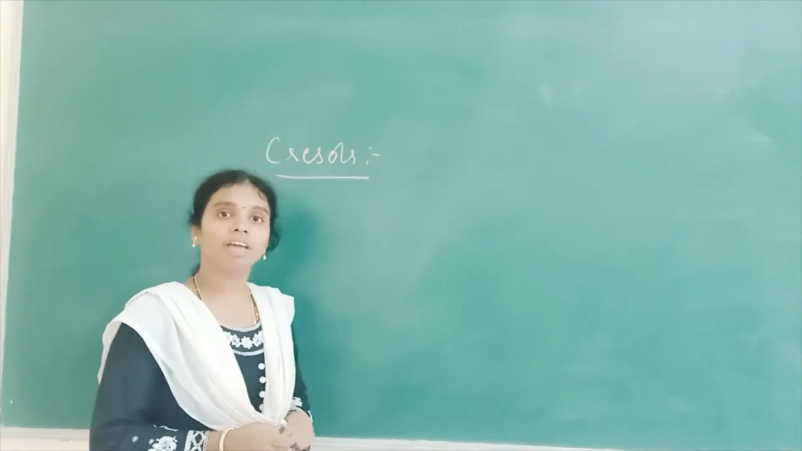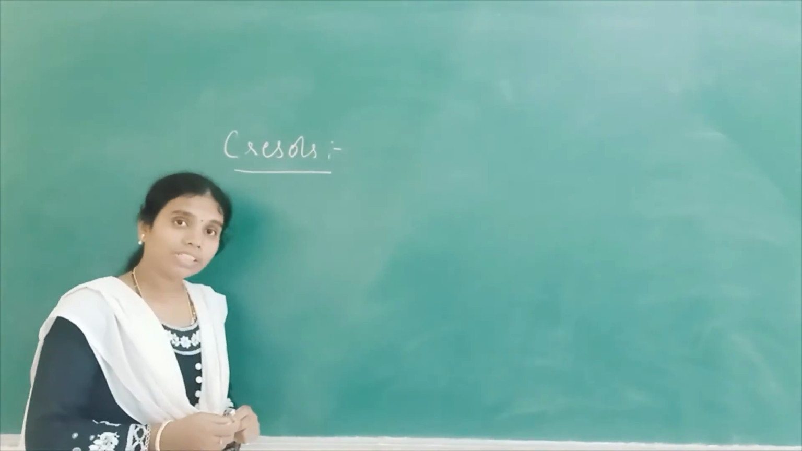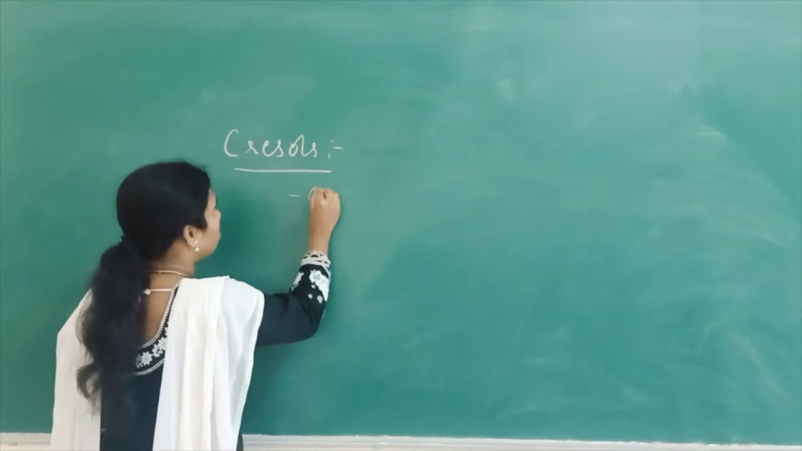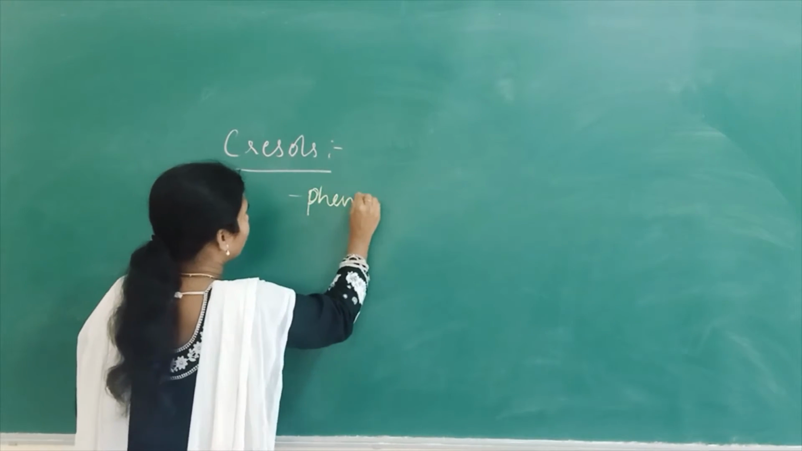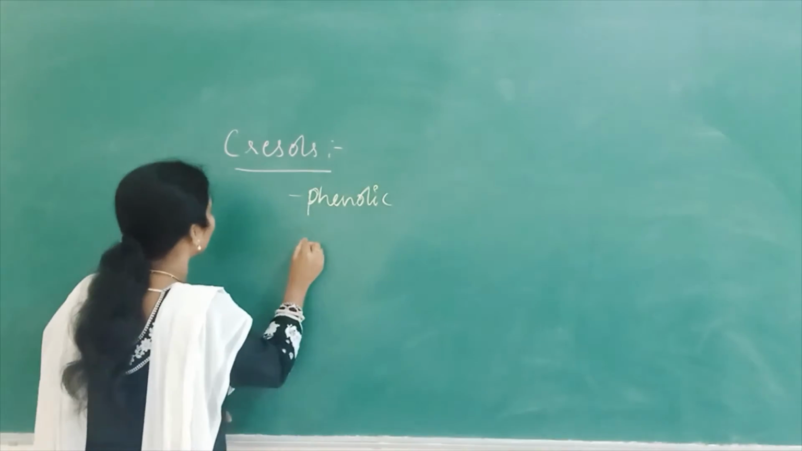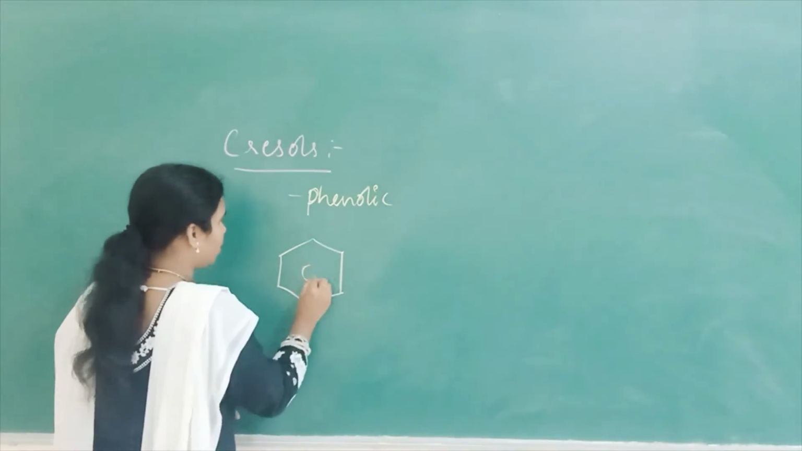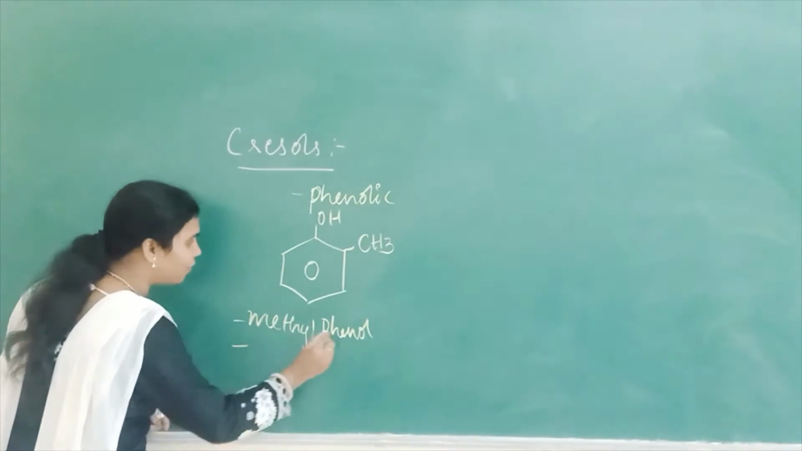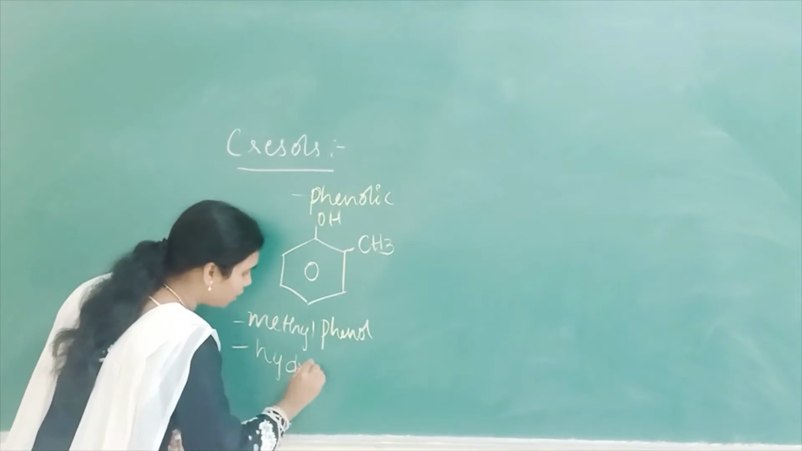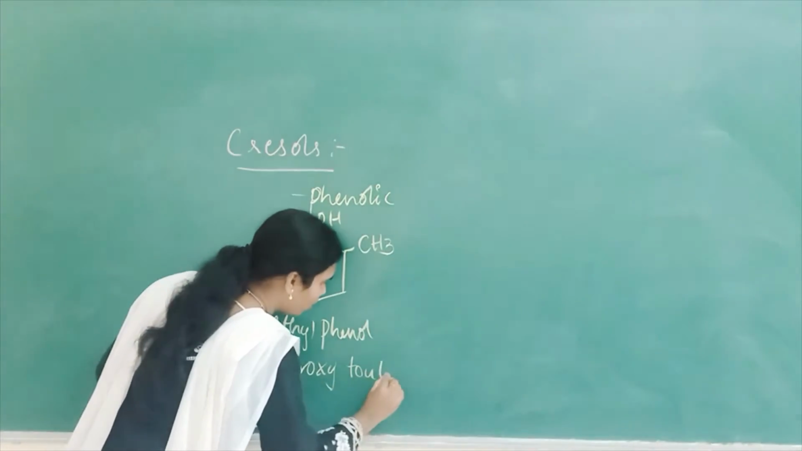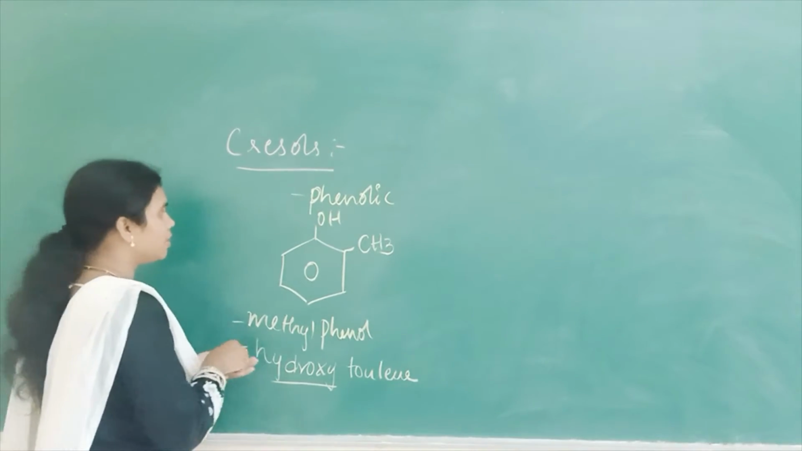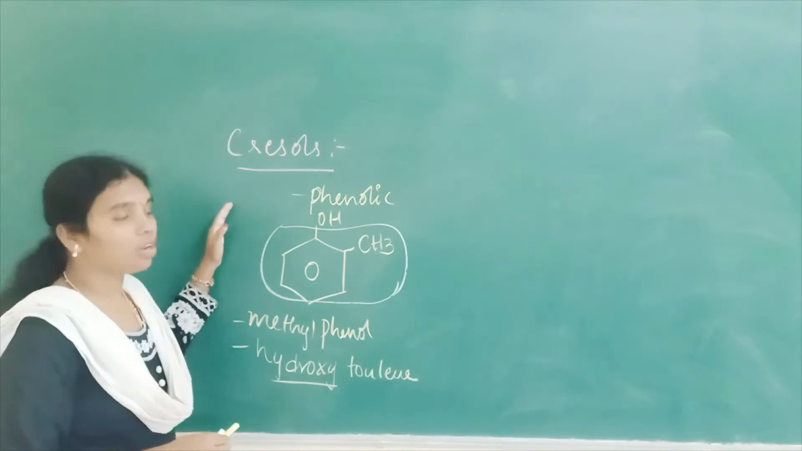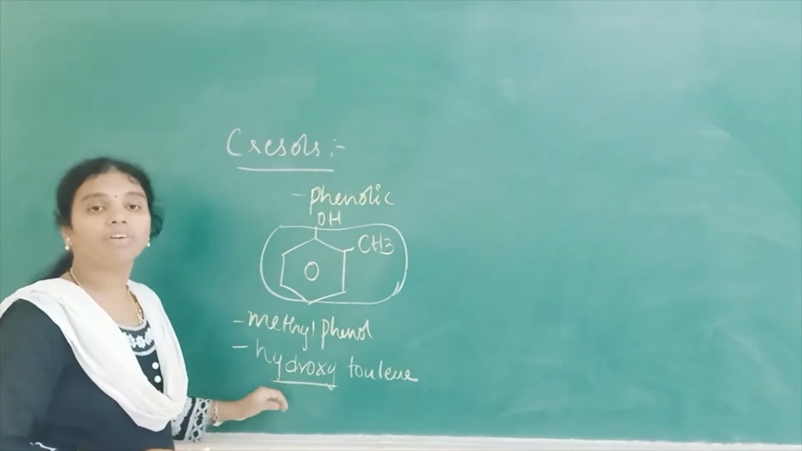So the next compound is cresols. Cresols are naturally available or synthetically manufactured organic compounds, especially coming under phenolic compounds. The structure of cresol is methylphenol, or hydroxytoluene. What is toluene? See, without the hydroxyl group, this is called toluene. That's why this cresol is also called hydroxytoluene.